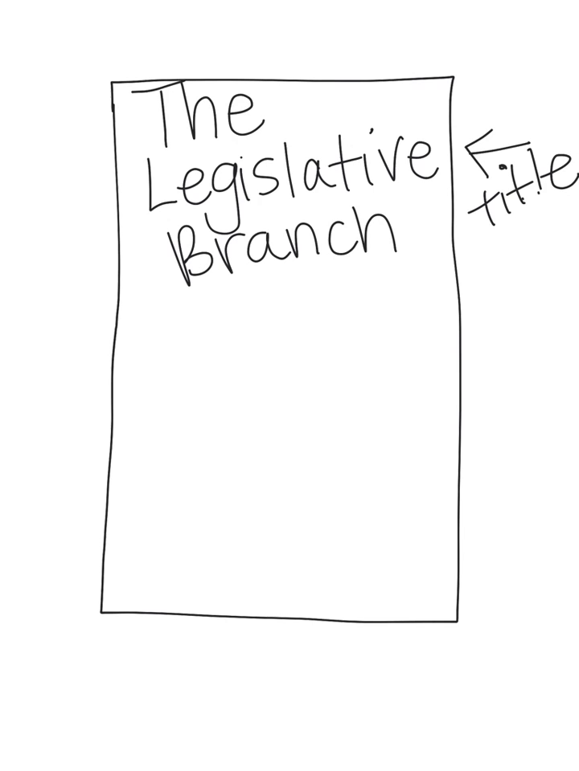The next thing you need to include is the who. So who is part of the legislative branch? I'm not going to put much detail to this because I want to make sure that your group is able to do that. But I know the legislative branch is made up of the Congress, which has two parts. The House of Representatives, which you should spell out, and the Senate.